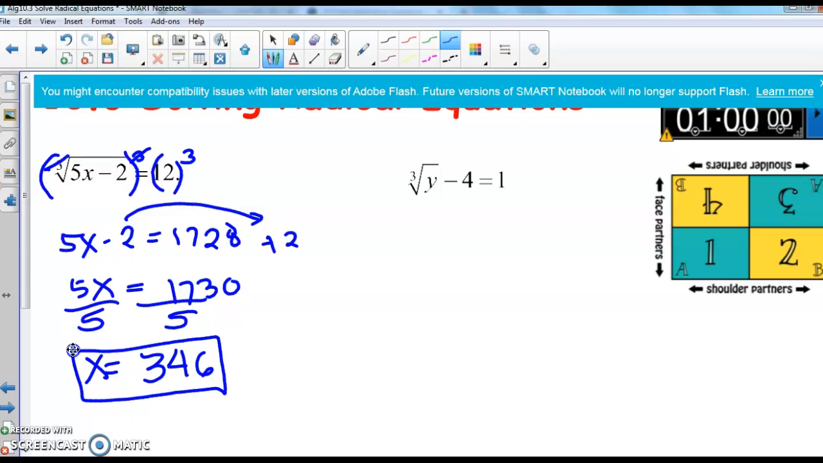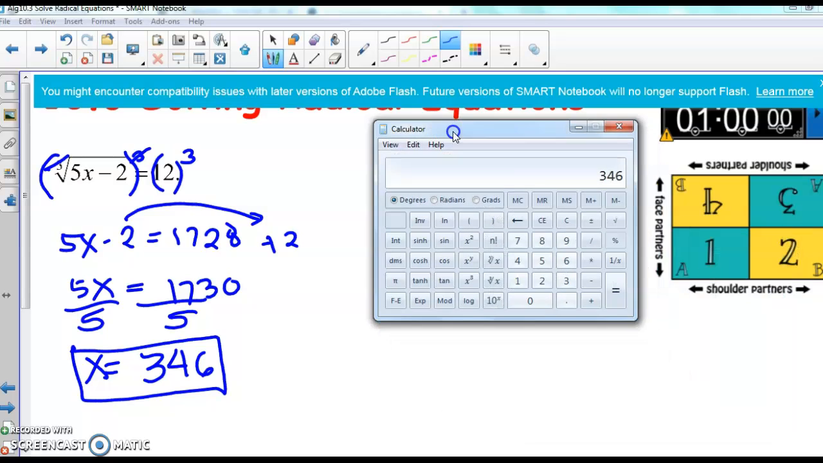Okay, so let's double check. Plug in 346 over there. It's 5 times x, so multiply it by 5. It says minus 2, so take away 2. And then now you get the cube root of that, and you get 12. So you know that your answer is right.